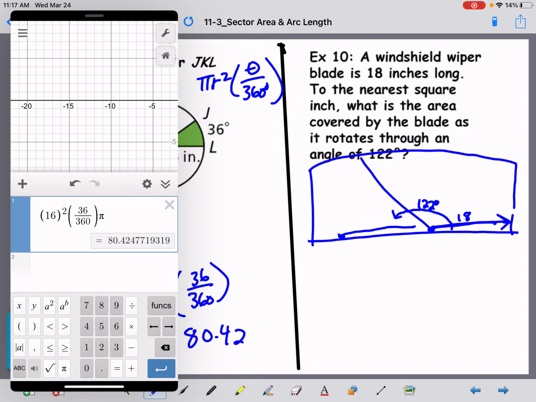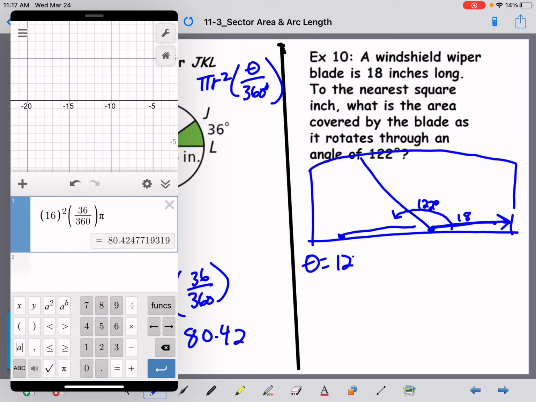Now that makes me kind of curious because that sounds like a front windshield wiper. I think that might actually be a rear windshield wiper. There's no way that the windshield wipers on my Jeep rotate 122 degrees. I think I might have to go measure it the next time I'm using my windshield wipers. Anyway, it rotates 122 degrees.